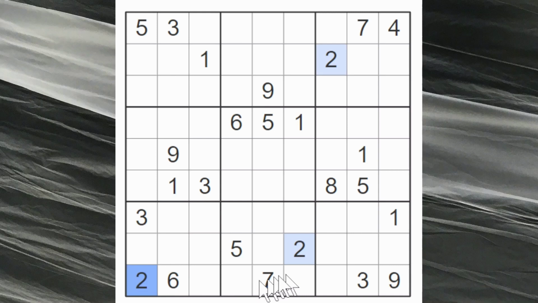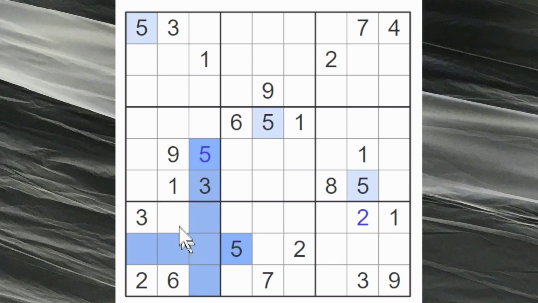I immediately spot a couple of 2s blocking over here and a 2 blocking down here, so a 2 must go here. There are a couple of 5s blocking over like so, and there is a 5 blocking down here, so this square must be a 5. And therefore this square must be a 5 because we got a 5 blocking over here and 1 blocking down here. So this is a 5. And that puts a 5, of course, in this square.